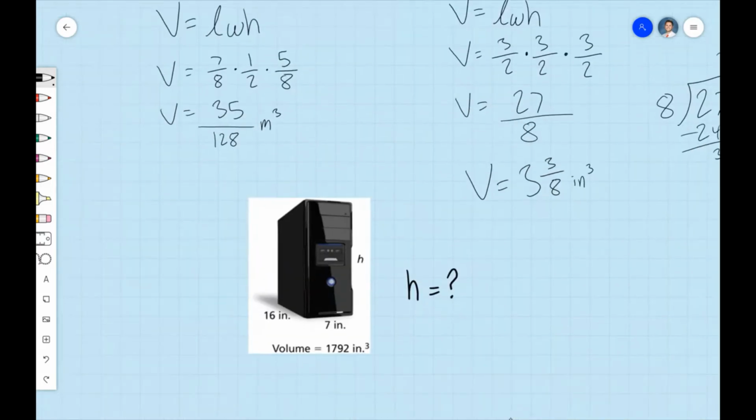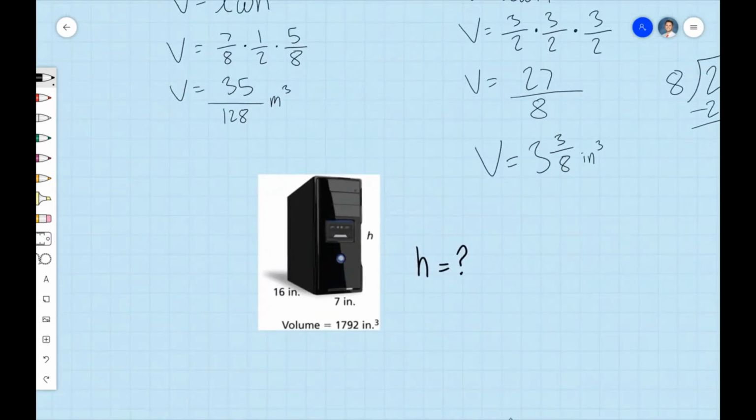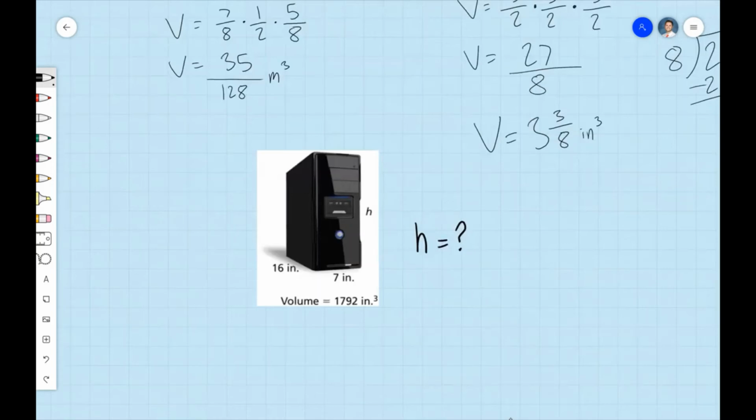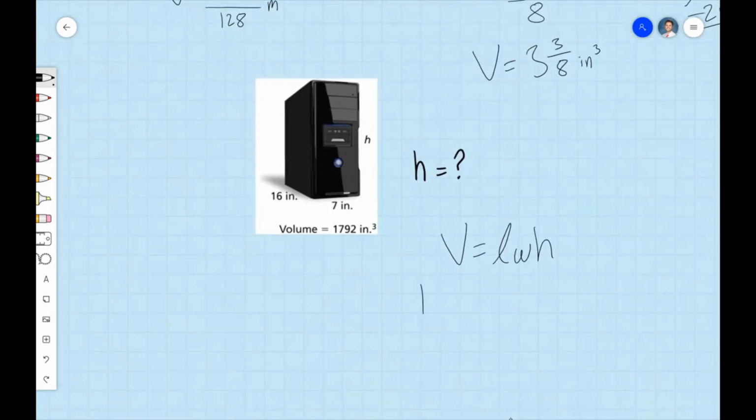All right, now we've got this computer tower here, and this time we're given the volume, and we're given the length and the width, and we need to find the height. So again, we can use our volume formula, V equals length times width times height, and substitute the values that we know. Our volume in this case is 1,792. The length is 16. The width is 7, and we do not know the height.